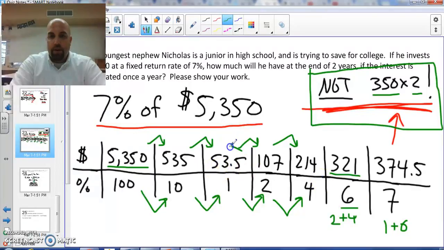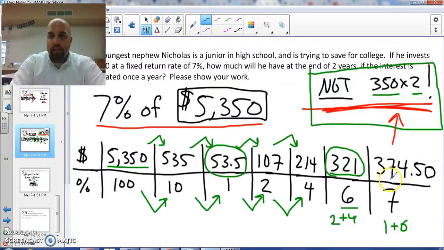Again, I'm looking for 7% total, which is 1% plus 6%. There's my 1% over here, $53.50, and now my 6% is $321. I'm going to add those together. 321 plus 50, 371. 371 plus 3, 374. 374 plus 5/10 is $374.50. Please notice that this is not 350. It's more. Why is it more than 350? Because I started out with more.